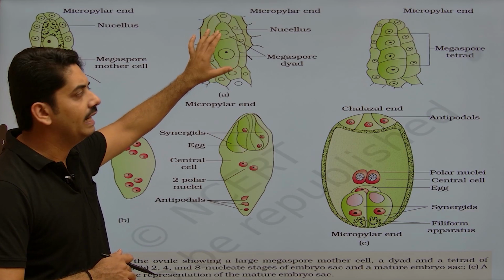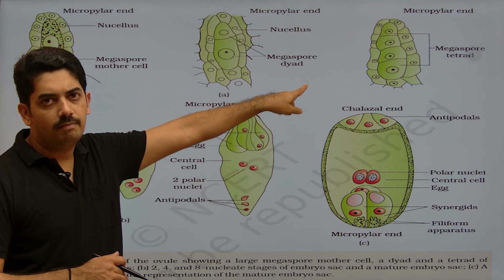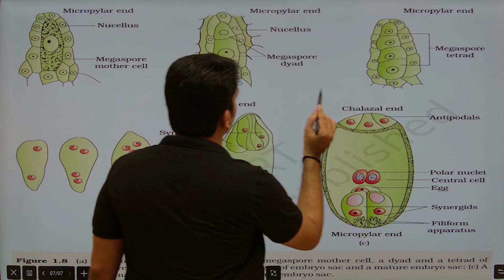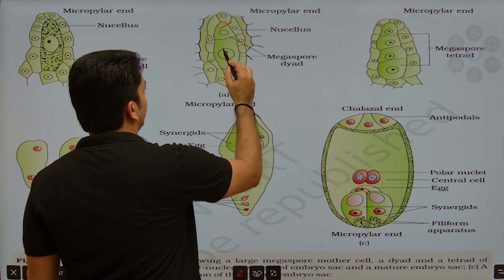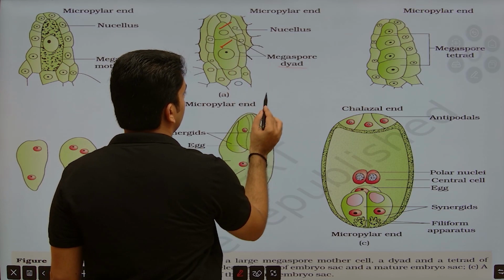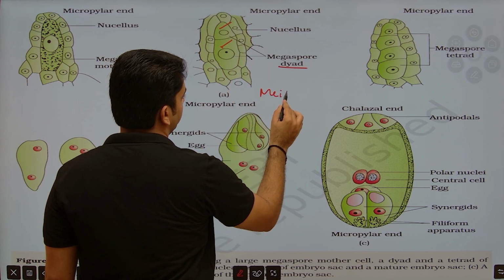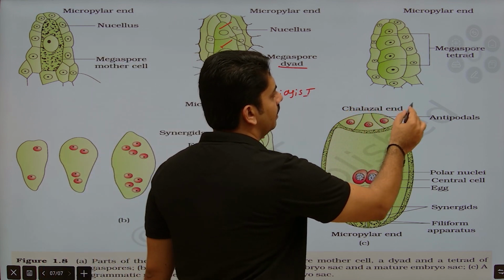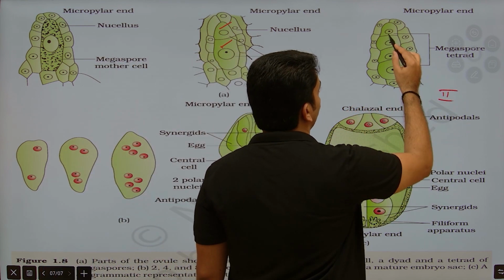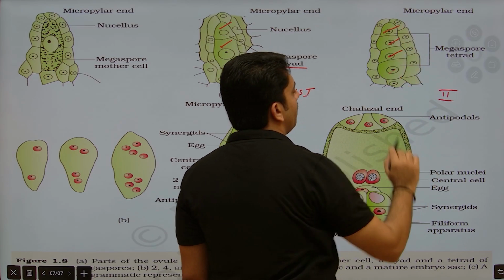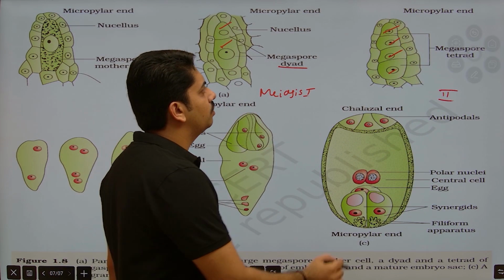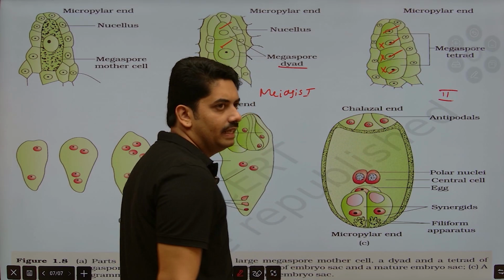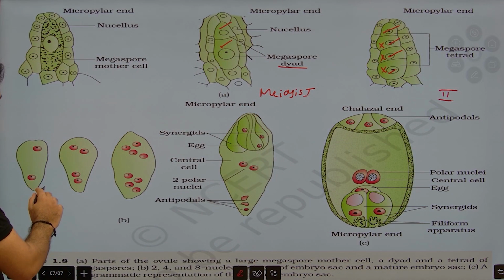In the first meiotic division, it forms two cells, called the megaspore dyad. Here you can see this is one cell and this is another cell. So this is the first meiotic division. In the second meiosis, it forms four cells. Now the cell which is nearer to the micropylar region will be retained and the other three cells will undergo degeneration. Now this is the cell.